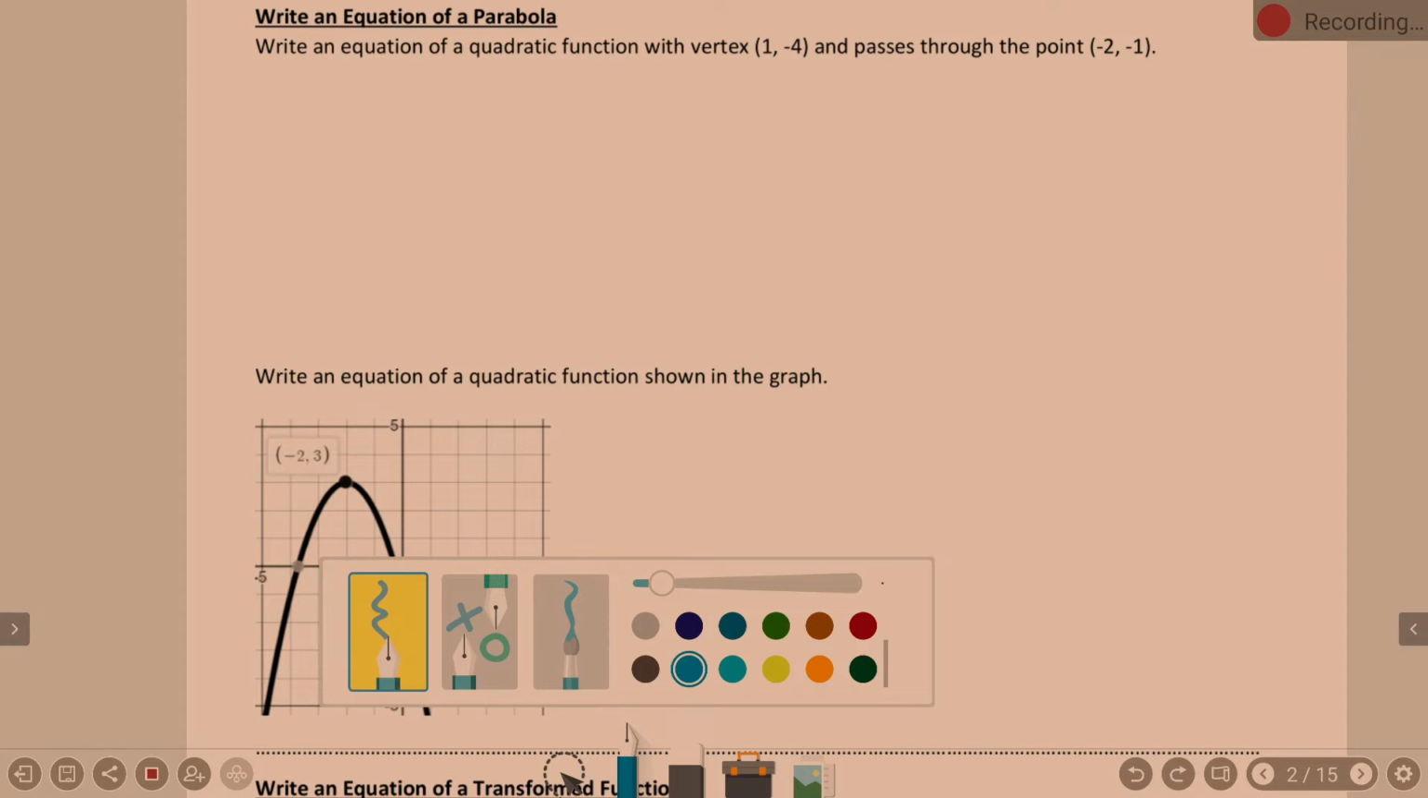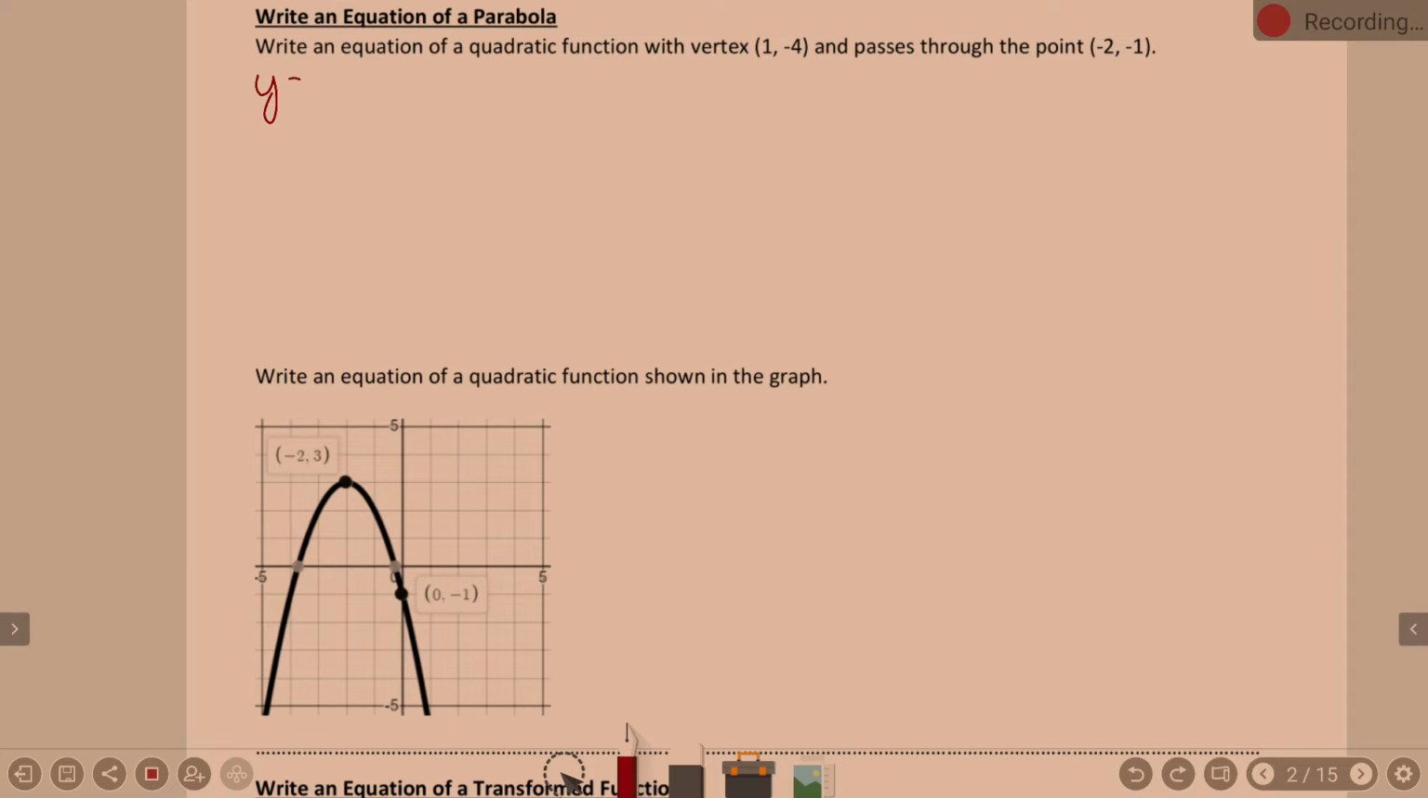I will start us off with the fact that we know our vertex form of y equals a times x minus h squared plus k. Okay, that's the form we're using for everything here. And they ask us to write an equation of a quadratic function with the vertex 1, -4, and passes through the point -2, -1. What are your thoughts here? Ruby? H is 1, K is -4. Valid? We know H and K? Valid. Okay. Vertex is H and K.